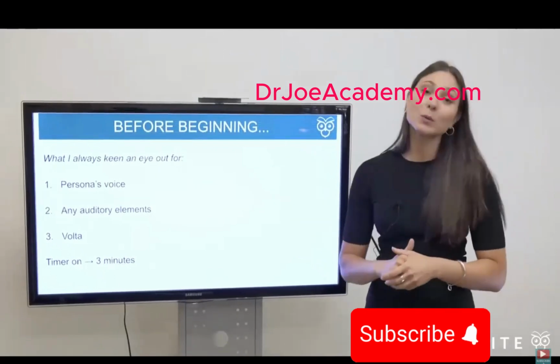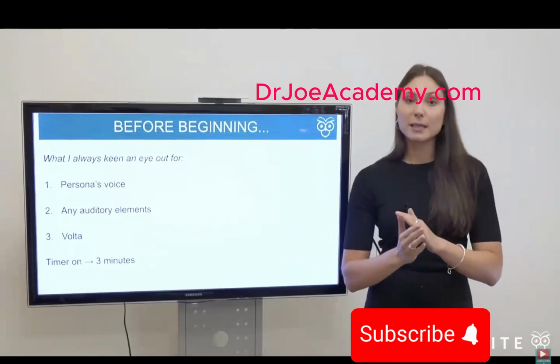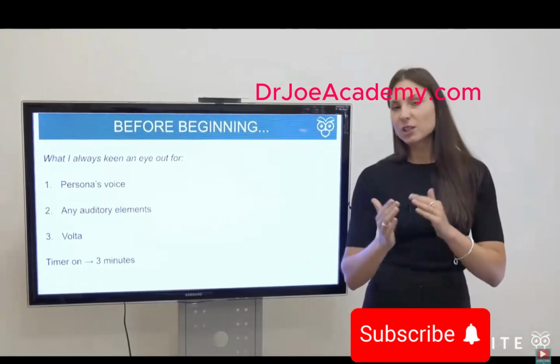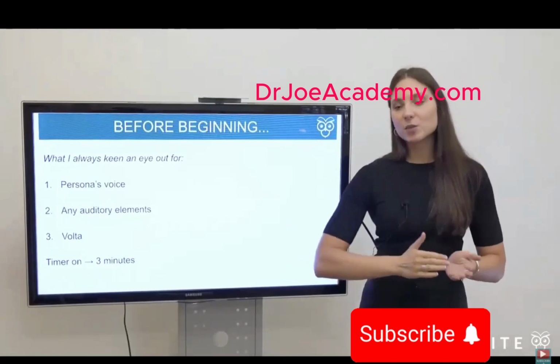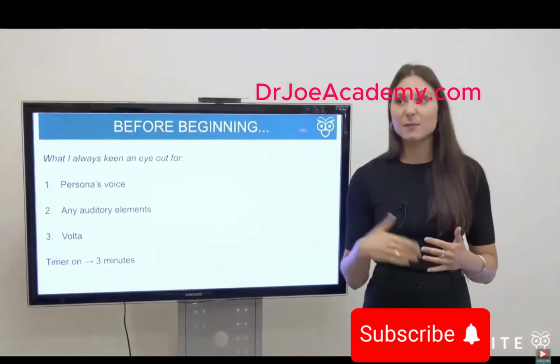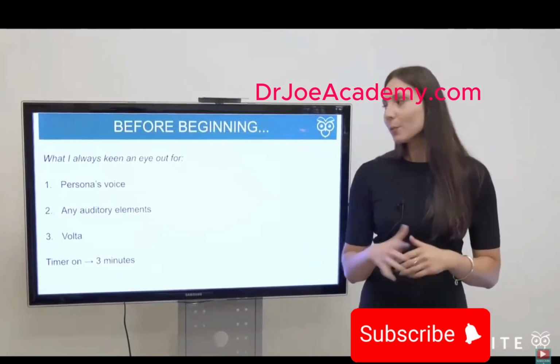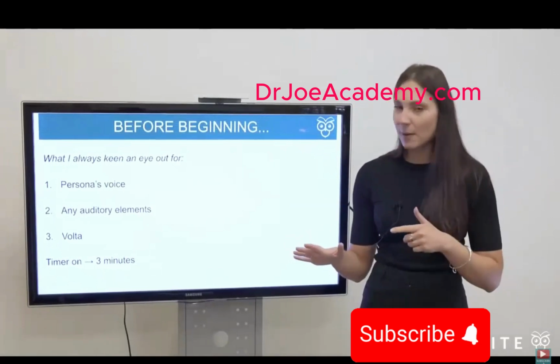And the last one is volta. A volta refers to a decisive turning point in a poem. So where there is a kind of shift in tone and when we can see the direction within the poem shifting in some sort of distinctive way, perhaps signaling a development of the character or the introduction of a new idea.